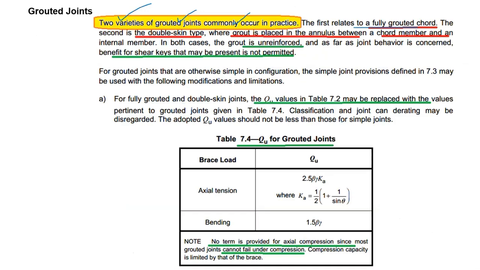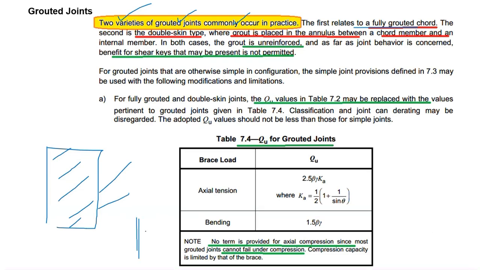First relates to the fully grouted can. If you see here, this may be the can member, this is the brace member. That is one type. Another one is the double skin type. That means we have one jacket leg and then the pile, then we have the brace. In between, the annulus is getting filled with grout. That is called the double skin type. So where grout is placed in the annulus between the can member and the internal member, that is the double skin type.